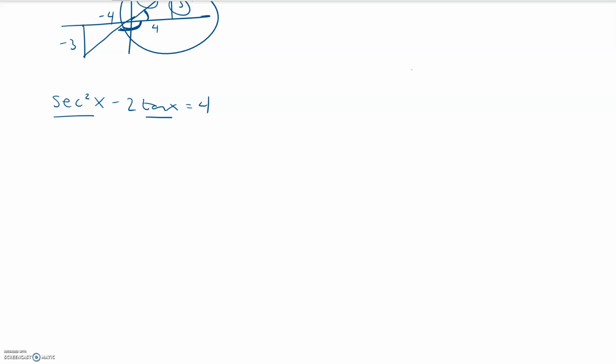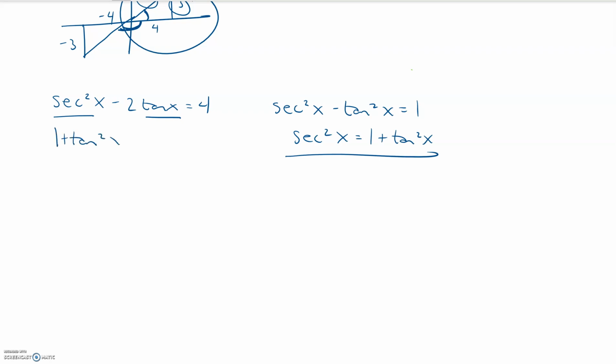I can't deal with secant and tangent in the same equation because I can't isolate either one. And so I'm going to use my Pythagorean identities, secant squared x minus tangent squared x equals 1, and I'll be able to solve secant squared x equals 1 plus tangent squared x. I'll plug this in for secant squared x. I have 1 plus tangent squared x minus 2 tangent x equals 4. I'm going to get everything on one side. So I have tangent squared x minus 2 tangent x minus 3 equals 0.